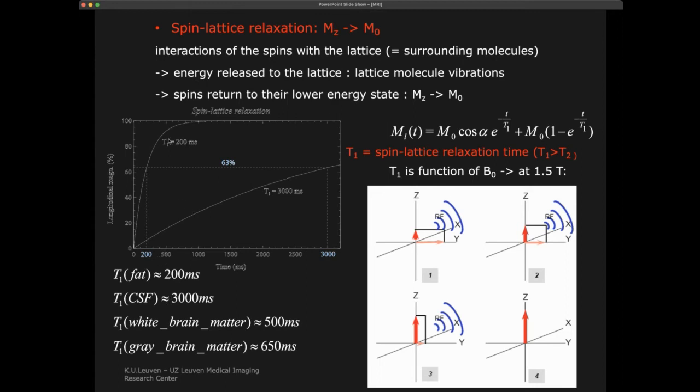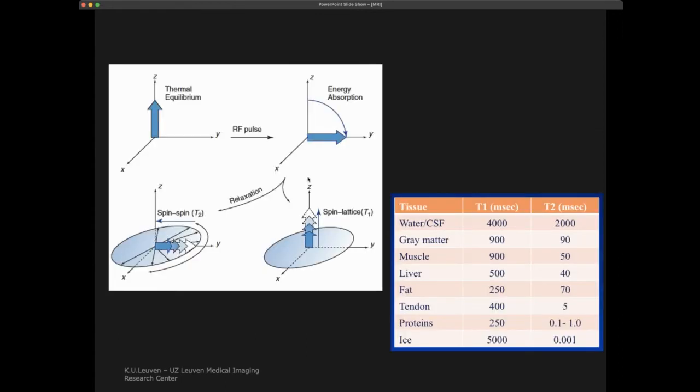So this going back to its original state depends again on the tissue. So what we have now is two types of relaxation that are tissue dependent. That means we can use this to figure out which tissue we're looking at by measuring how fast this relaxation is taking place. So that's the whole basic principle of magnetic resonance imaging.